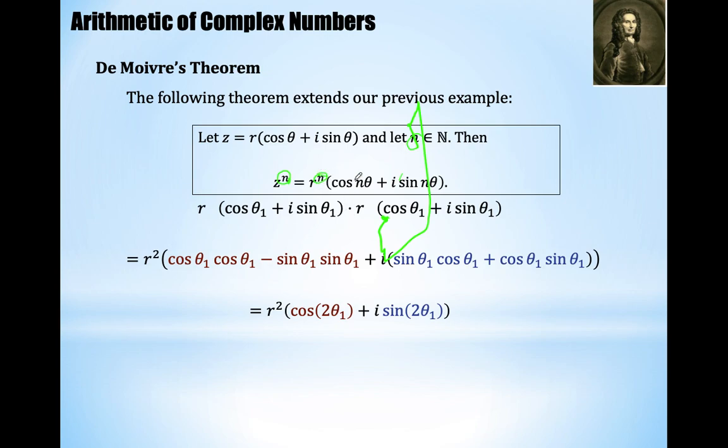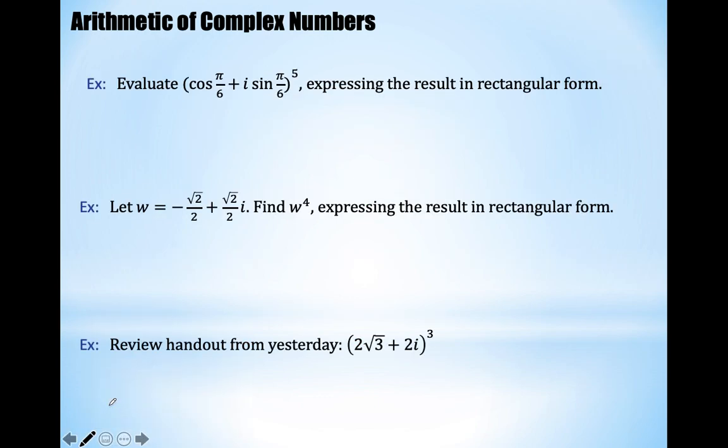Exponentiate the radius, but multiply the theta. Crazy, whack, funky. Eh? That's de Moivre. So let's try these examples.